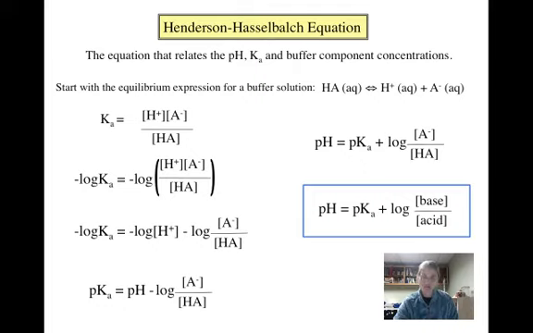Note that if equal amounts of the acid and the conjugate base are present, the log of base over acid becomes 0, and the pH of the solution will equal the pKa, because the log of 1 is 0. If the ratio of base to acid is 10:1 or vice versa, the pH will still be within 1 pH unit of the pKa. The implication of this is that a good buffer contains roughly equal concentrations of acid and conjugate base.